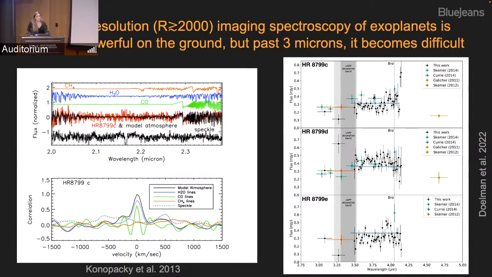So for direct imaging, moderate resolution spectroscopy from the ground has shed light on the chemistry of these substellar atmospheres. Shown to the left is a plot from Konopacky et al. 2013, showing HR 8799c with spectral templates for various molecules detected in its atmosphere. But this wavelength range doesn't go past 3 microns. Shown to the right are some of the best spectra past 3 microns from the ground of HR 8799 c, d, and e, and they are much lower resolution, making it harder to identify individual molecular features.